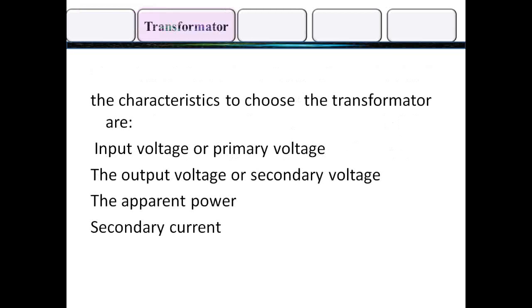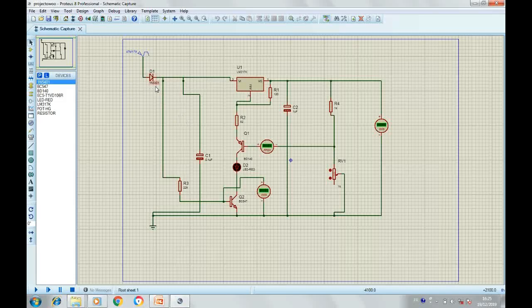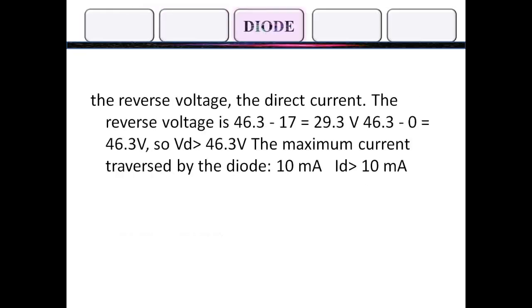The characteristics to choose the transformer are the input voltage or primary voltage, the output voltage or secondary voltage, the apparent power, and the secondary current. So this is all the characteristics that we consider when we want to choose the transformer. So let's explain all the details about the components of our circuit.